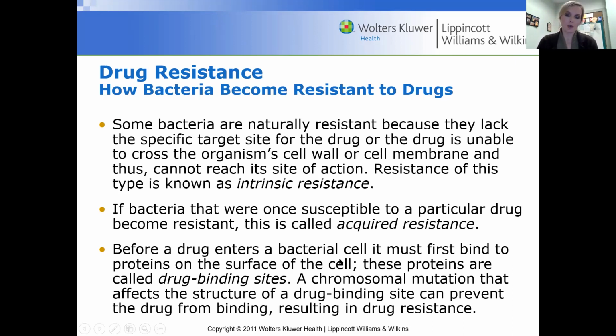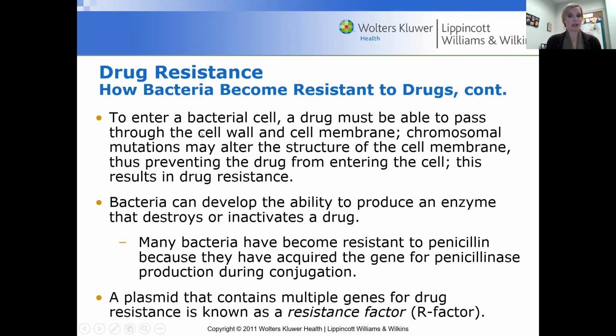Before a drug enters a bacterial cell, it must first bind to a protein on the surface. That's what I meant when I was talking about the target site. It must bind to a protein on the surface of that cell, and these are called the drug binding sites. If that binding site doesn't exist, then the drug cannot attach to it and therefore cannot get into that bacterial cell. Sometimes a chromosomal mutation affects the surface of that binding site and prevents that from taking place, and that results in drug resistance.